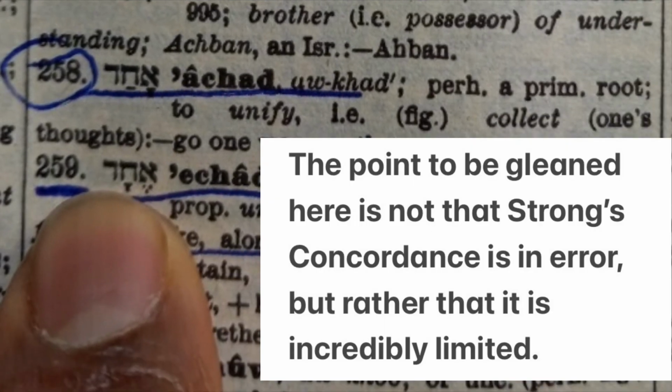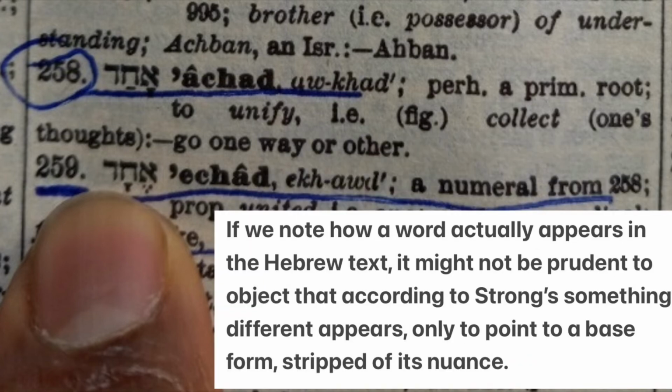I would say that the point to be gleaned here is not that Strong's Concordance is an error, but rather that it's incredibly limited. So, for example, if we note how a word actually appears in the Hebrew text, it might not be prudent to object that, according to Strong's, something different appears, and then only to point to just a base form, which has been stripped of all its nuance. That's the point to glean here, regarding the difference between making recourse to Strong's and making recourse to the actual Hebrew text, going into the Masoretic text from which translations like the King James Bible were translated.